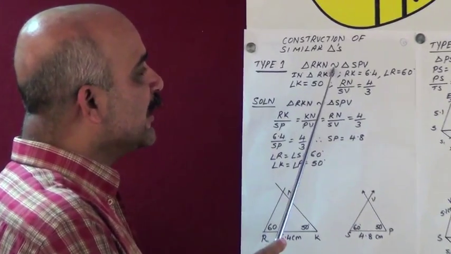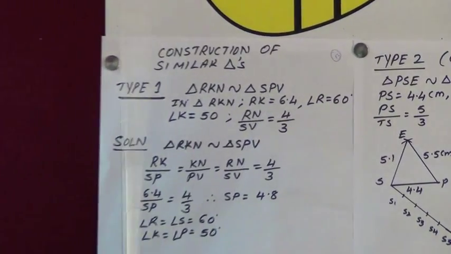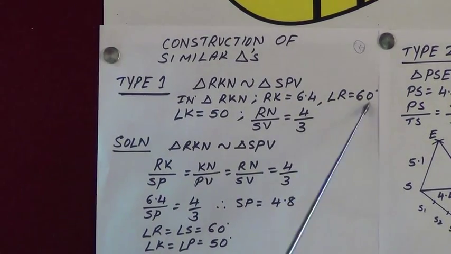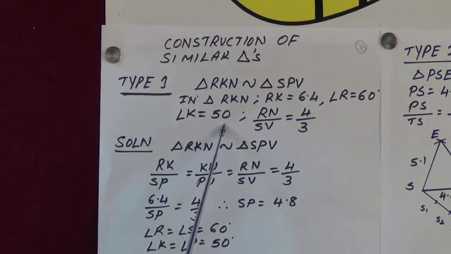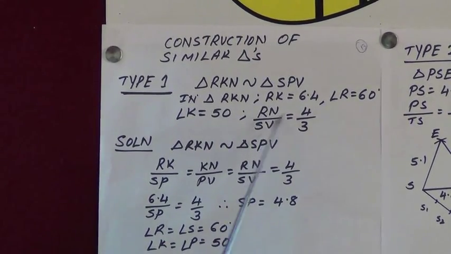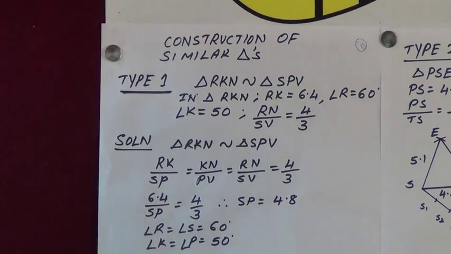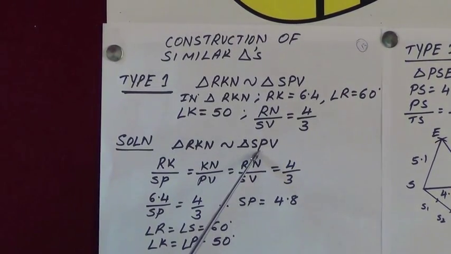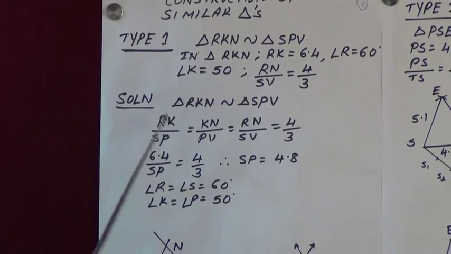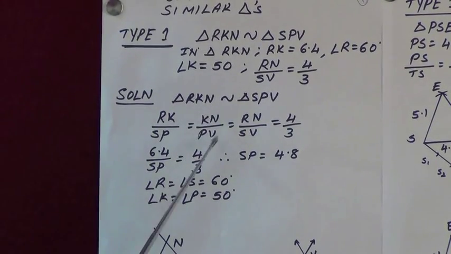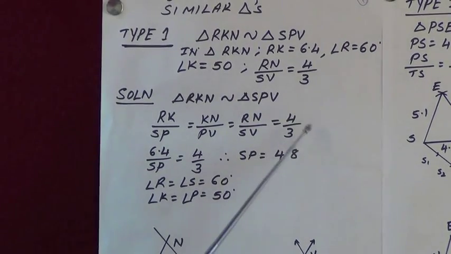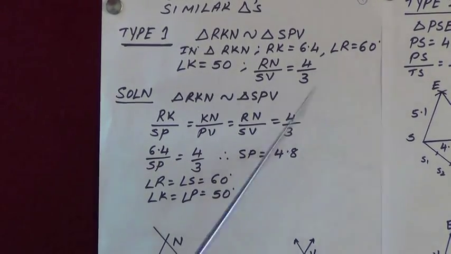Triangle RKN is similar to triangle SPV. In triangle RKN, RK is 6.4, angle R is 60 degrees, angle K is 50 degrees. And the ratio of RN upon SV is given to be 4 upon 3. What do we do? We first take into consideration that both the triangles are similar, which is given to us in the question. Therefore, RK upon SP is equal to KN upon PV is equal to RN upon SV is equal to 4 upon 3. That is, corresponding sides of similar triangles.